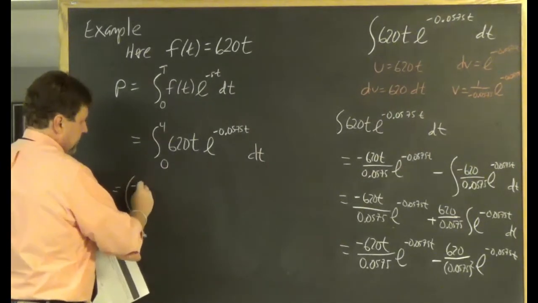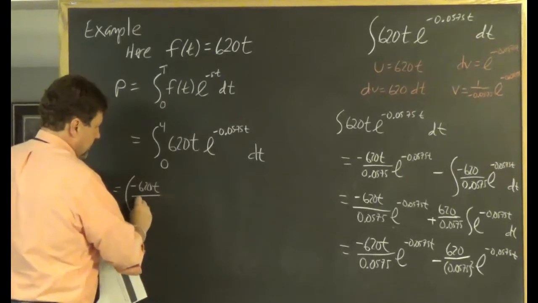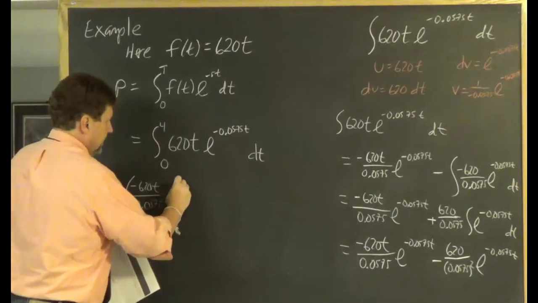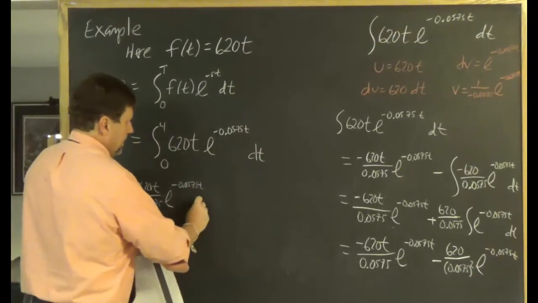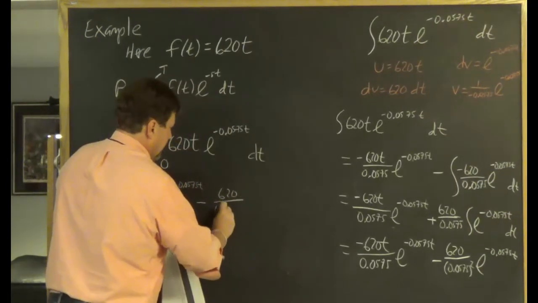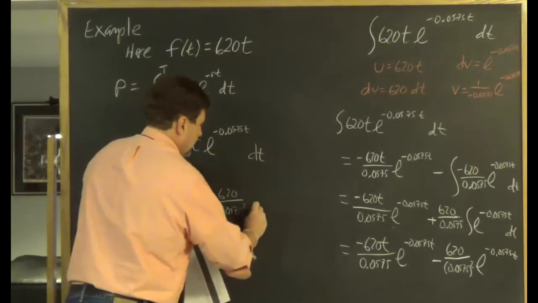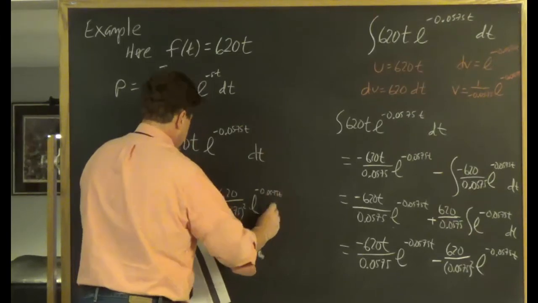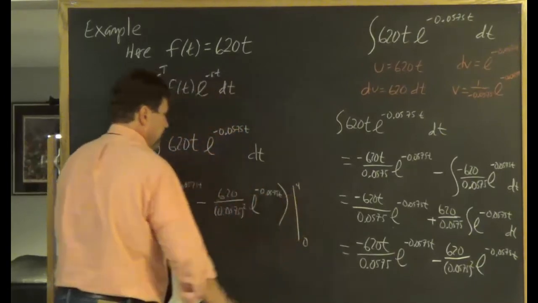So it's a negative 620t over 0.0575 e to the negative 0.0575t minus 620 over 0.0575 squared e to the negative 0.0575t. And I need to evaluate that from 0 to 4.